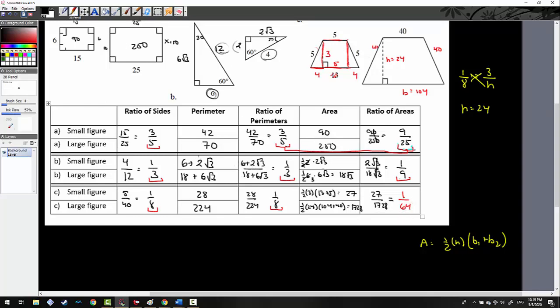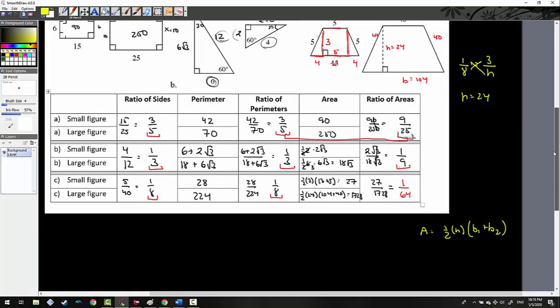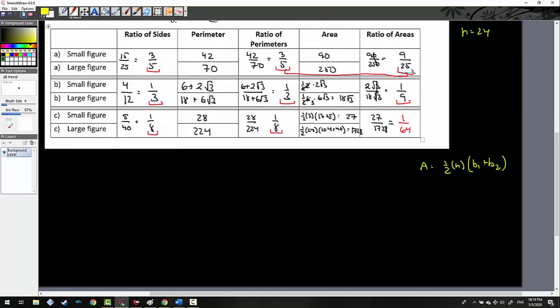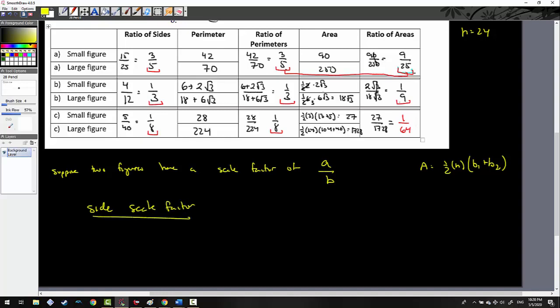So, what is the pattern that I'm hoping that you are going to see? Well, let's say I have two figures. Suppose two figures have a scale factor of A over B. Let's figure out the side scale factor, the perimeter scale factor, and then the area scale factor.